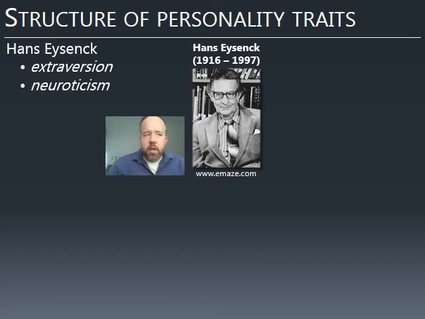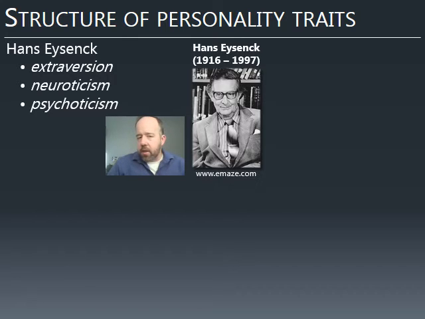Neuroticism, which is about emotional stability. So how easily upset someone is, how easily they form trust relationships with other people. So are they prone to jealousy or anger based on other people's behavior, or are they calm and more emotionally stable? So that's neuroticism. And then the third is what he called psychoticism.